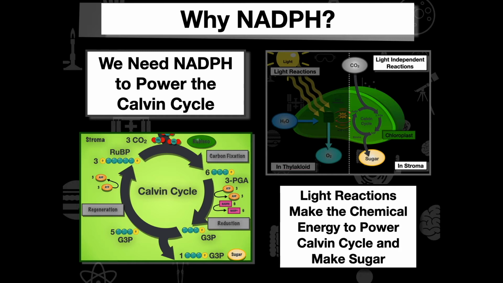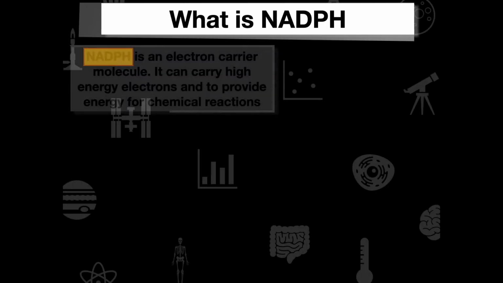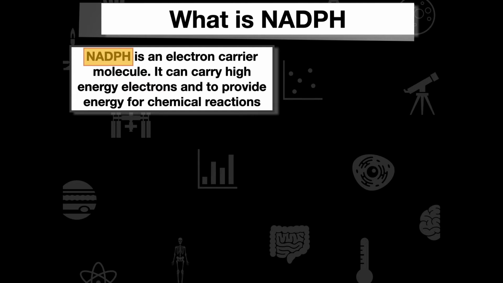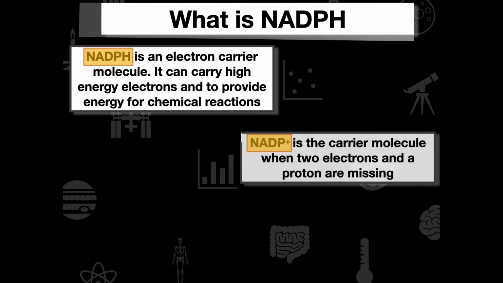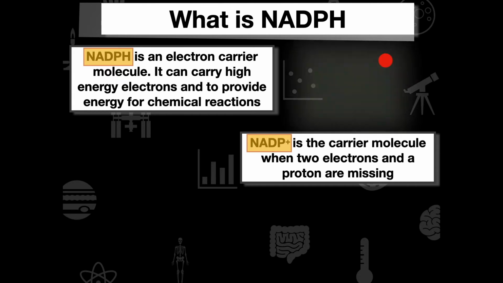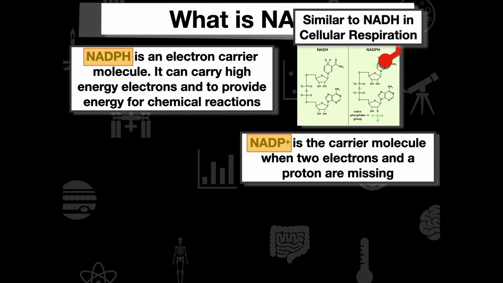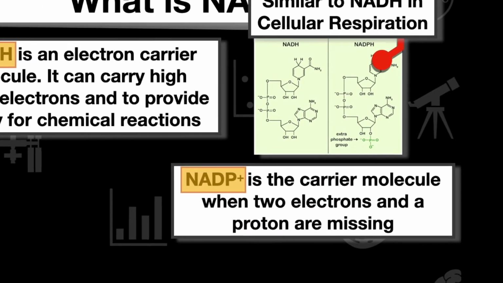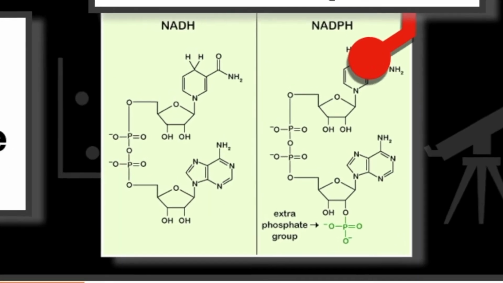So what we're going to look at in detail here is how these electron carriers work and how they function to make these cycles function. If we're looking at NADPH, it's an electron carrying molecule similar to NADH, don't get them confused, and it can carry high energy electrons and provide energy for chemical reactions. It's going to break down and turn into NADP+, and this is the carrier molecule when the two electrons and proton are missing. Now if we look at this, we can see that NADH and NADPH are similar, but slightly different. NADH is used in cellular respiration, and NADPH is used in photosynthesis.